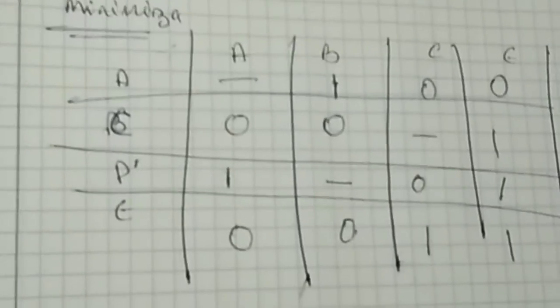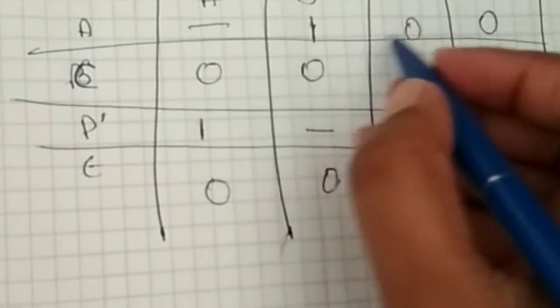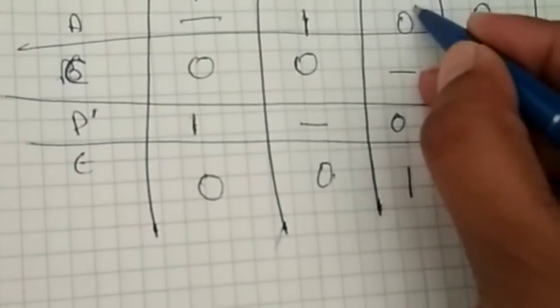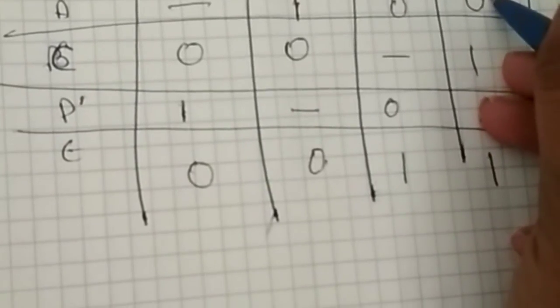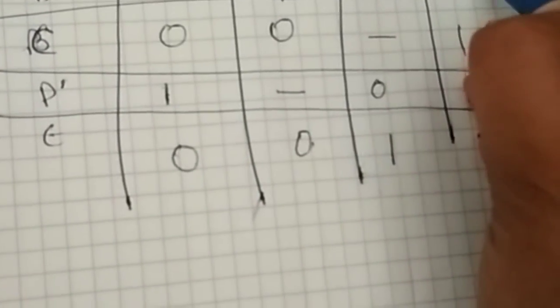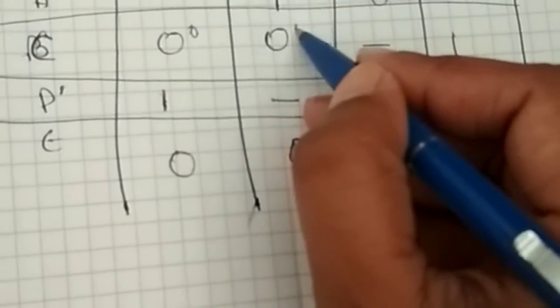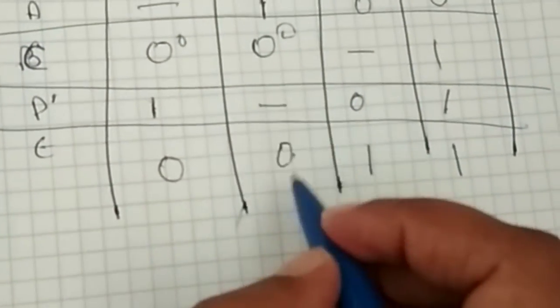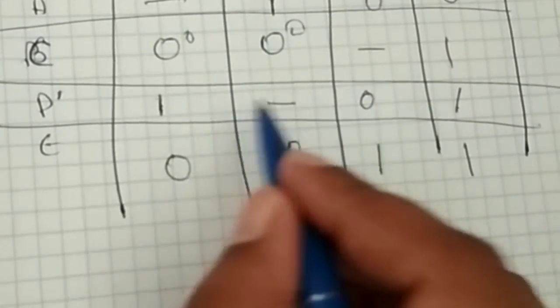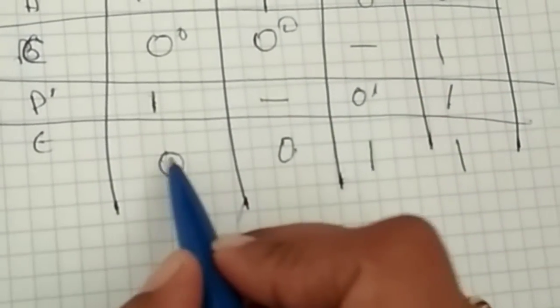So now again you find a penalty. This penalty is 0. This penalty is 1. This penalty is 0. This penalty is 0. And this penalty is 1. And this penalty is 0. Right?